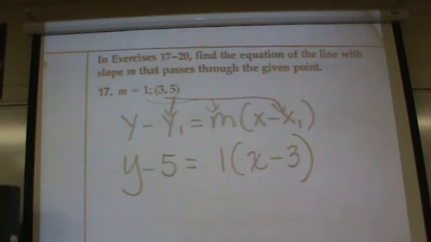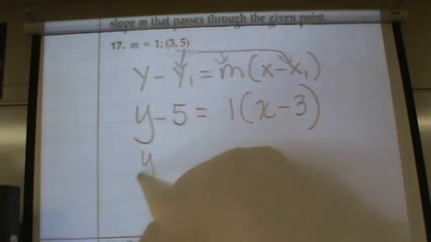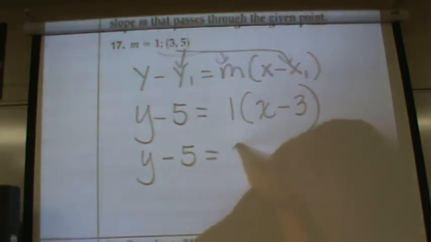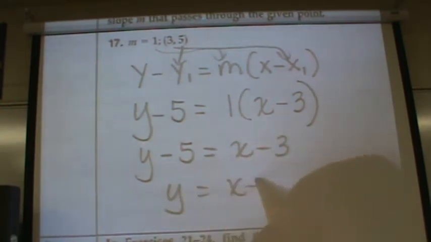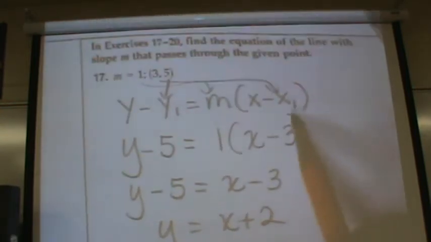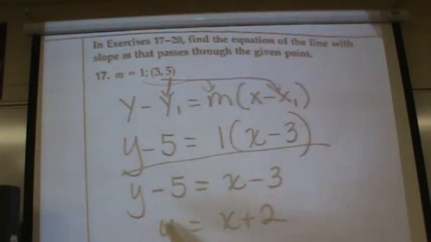Now, is there another answer? Plus 2. Okay. You could actually just write it in slope-intercept form, add 5, and that's good too. But the question did not specify what form. These are all good.